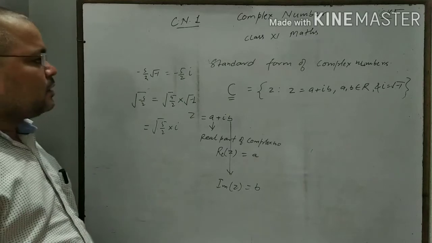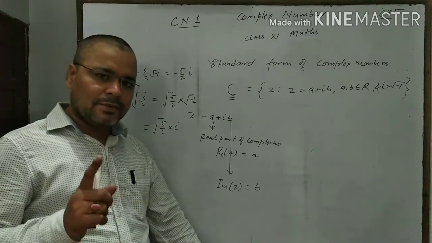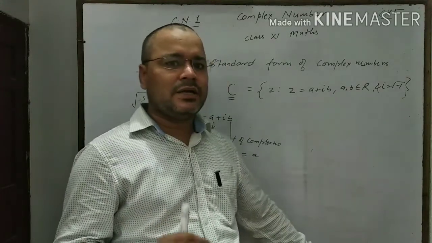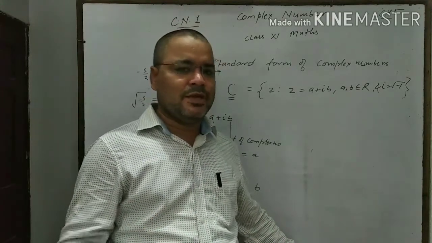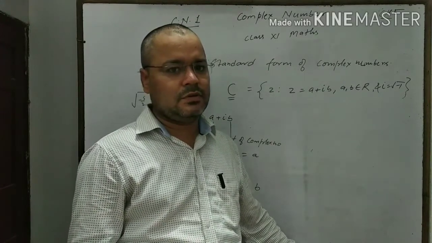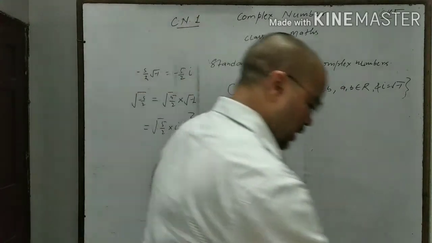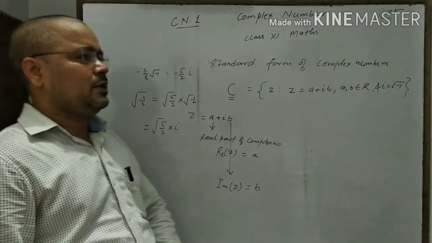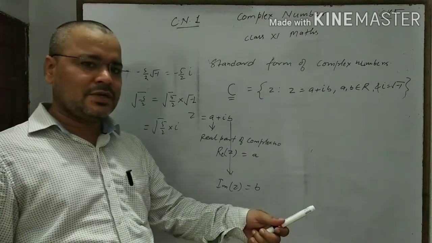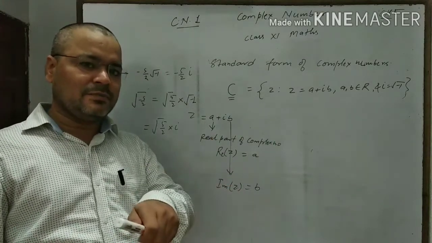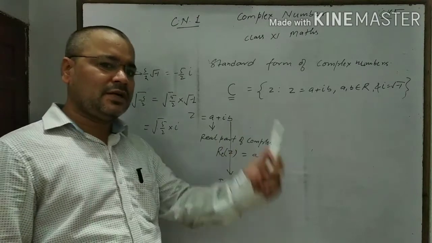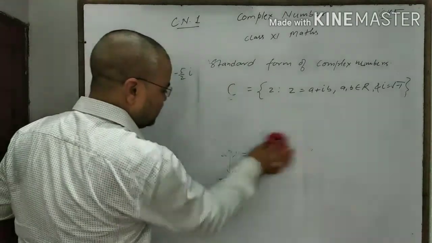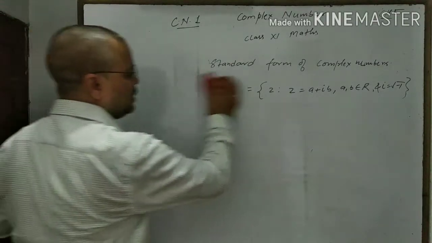Now every real number can be represented in the form of a complex number. How? Let us see. Every real number, because we just discussed that the real numbers are a subset of the complex numbers, is a complex number, but every complex number is not a real number. Then how will we show that a real number is a complex number? Let us see.